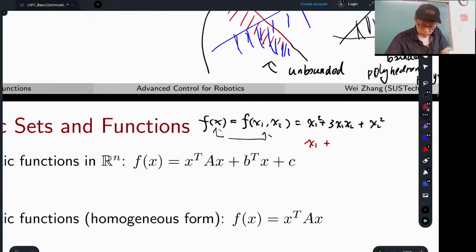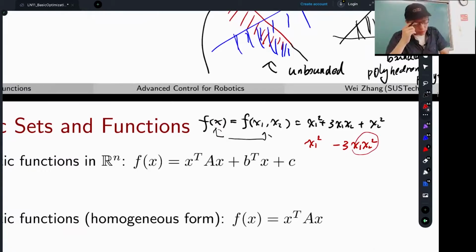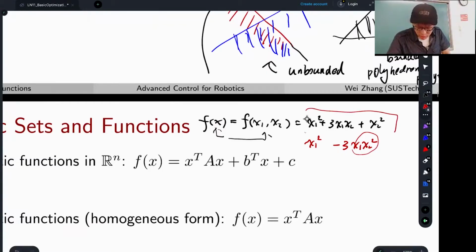No, sorry. 2 minus 3 x1 x2 squared. Is this a quadratic function? It's not. The maximum order of these variables is a lot bigger than 2. All the individual elements is not. So this is not quadratic. So those kinds of things are quadratic.